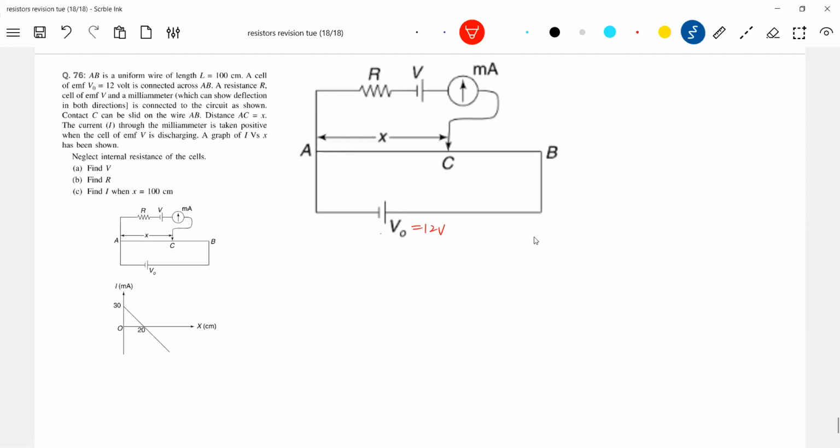I think the graph is very important. When X equal to zero, what is I? A graph of I versus X has been shown, and it's telling something when the cell of EMF V is discharging. What do you mean by that? Current I must flow in this direction here. A current I through the milliammeter is taken positive when the cell of EMF is discharging.